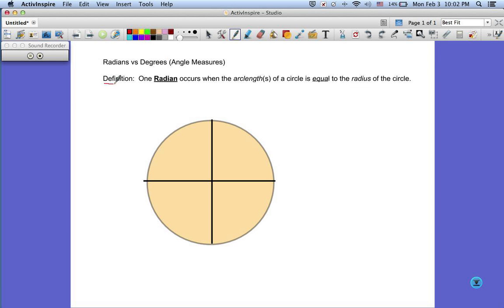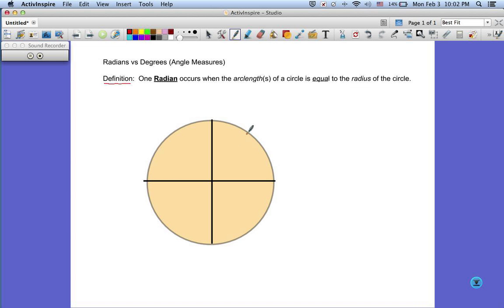If you understand this, this will make a lot of trigonometry easier for you. You have to memorize fewer formulas, as you'll just be able to kind of logically make your way through them. So by definition, 1 radian occurs when the arc length of a circle is equal to the radius of a circle. I'll say that again. 1 radian occurs when the arc length of a circle is equal to the radius of the circle.